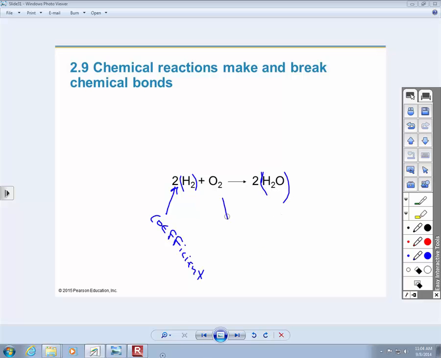And then, of course, if you see a number like this written to the lower right-hand corner, that refers to how many atoms of that element. So in this case, we have two atoms. It's called a subscript. And then an arrow means reacts to form.